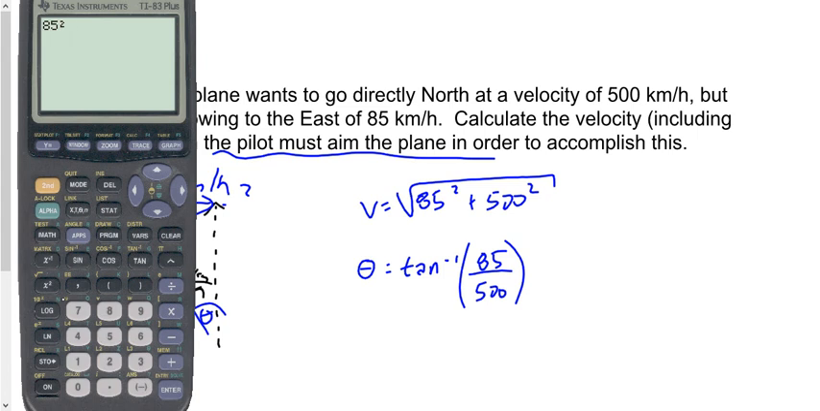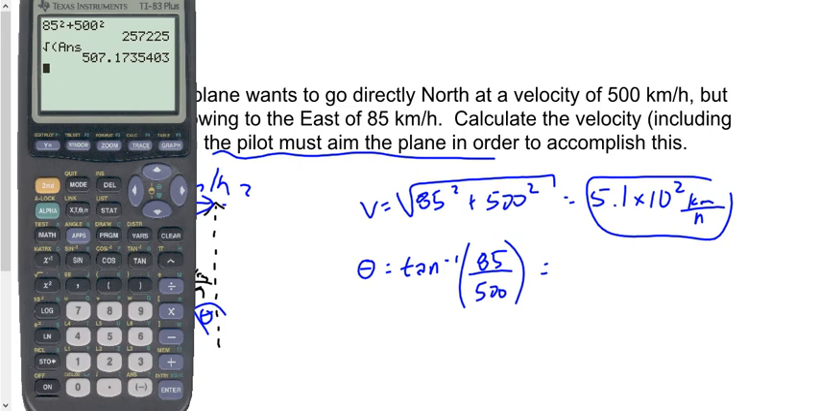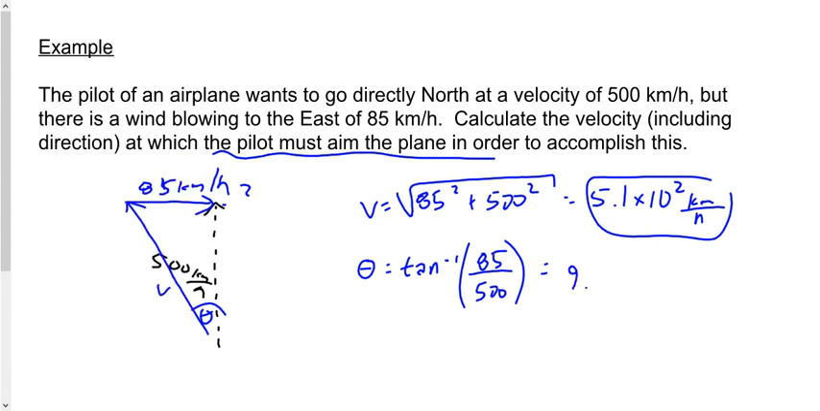85 squared plus 500 squared gives me 507, or 5.1 times 10 to the 2 kilometers per hour. And theta ends up being the inverse tan function of 85 divided by 500, which gives me a value of 9.6 degrees. This would be 9.6 degrees west of north.